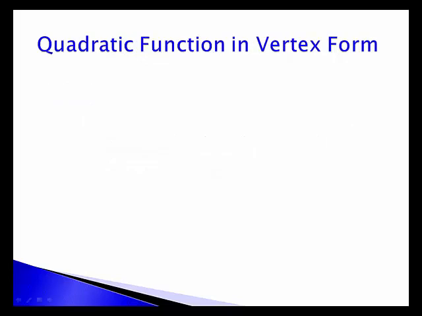So let's begin by discussing what vertex form is. When we have a quadratic written in vertex form, this is what it would look like. f of x is equal to a times x minus h squared plus k.